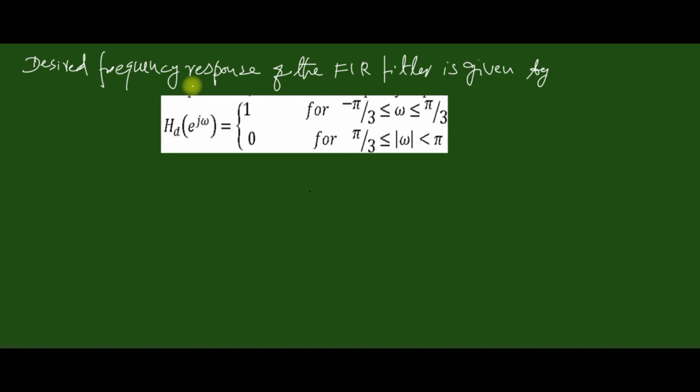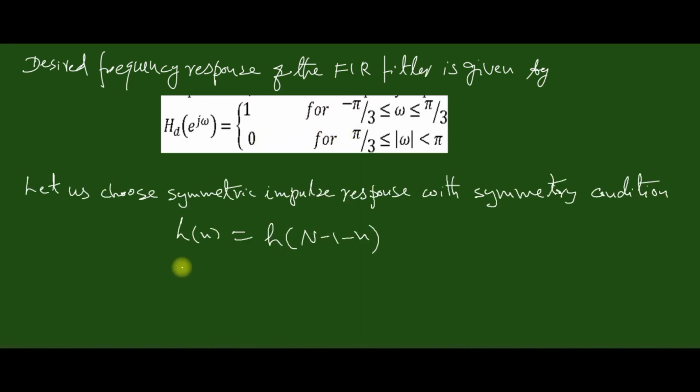The desired frequency response of the FIR filter is given by the specifications shown here. So let us choose symmetric impulse response with the symmetric condition h of n equal to h of N minus 1 minus n. So this corresponds to the causal system.